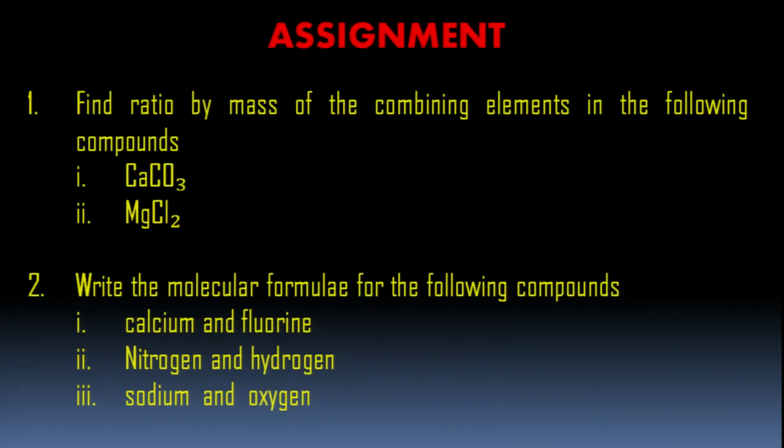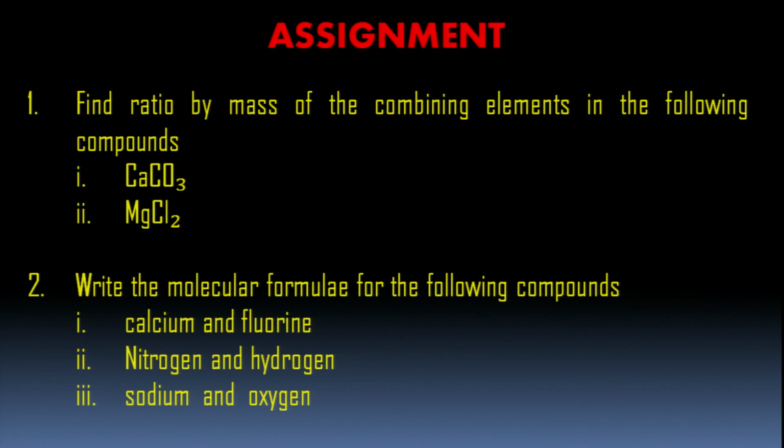Now children, we have practiced certain numericals and I hope you have understood, and by doing this assignment also you will have full idea on these numericals. Now children, please take down this assignment. Find ratio by mass of the following combining elements in the following compounds. Of calcium carbonate, you have to find the ratio by mass as we had done earlier. Then magnesium chloride.